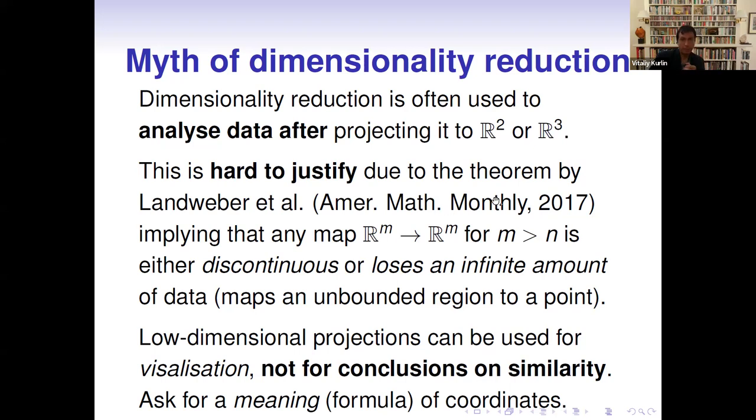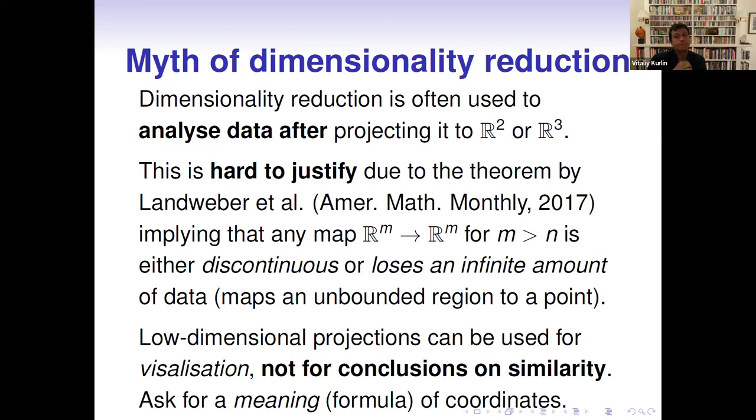Exactly in the same way as in the vertical projection from the plane to the x-axis. So this theorem from 2017 proved it. That's why when we see a low dimensional projection, first we should ask what's the meaning of coordinates, and even if PCA can explain the definition of these coordinates, even in this case, we should not make conclusions about similarity by using only the projection. We should use the similarity in the original high dimensional space.